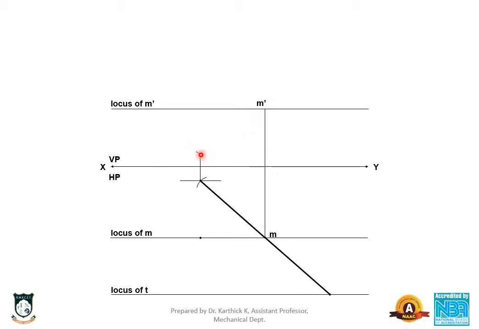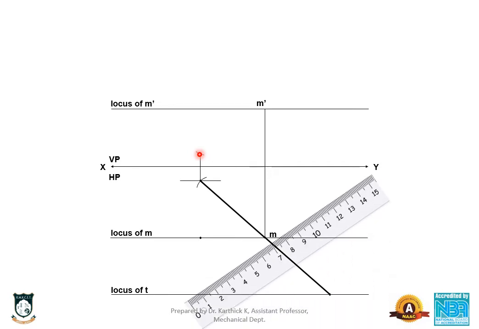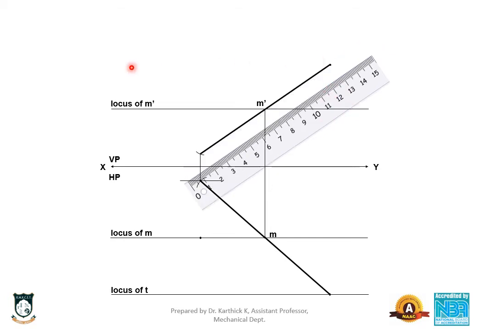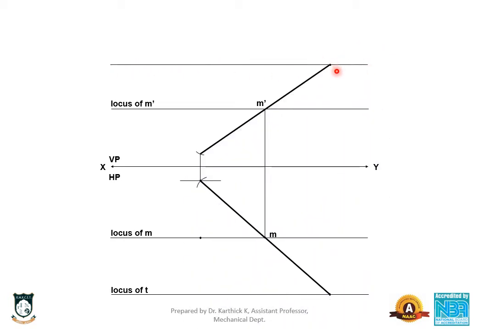So this point is known as S dash. So bring your scale, draw a line, that is from here to here you have to draw a line of 110 millimeters. So from here you have to draw another locus line, and this locus line is called as locus of T dash, right?